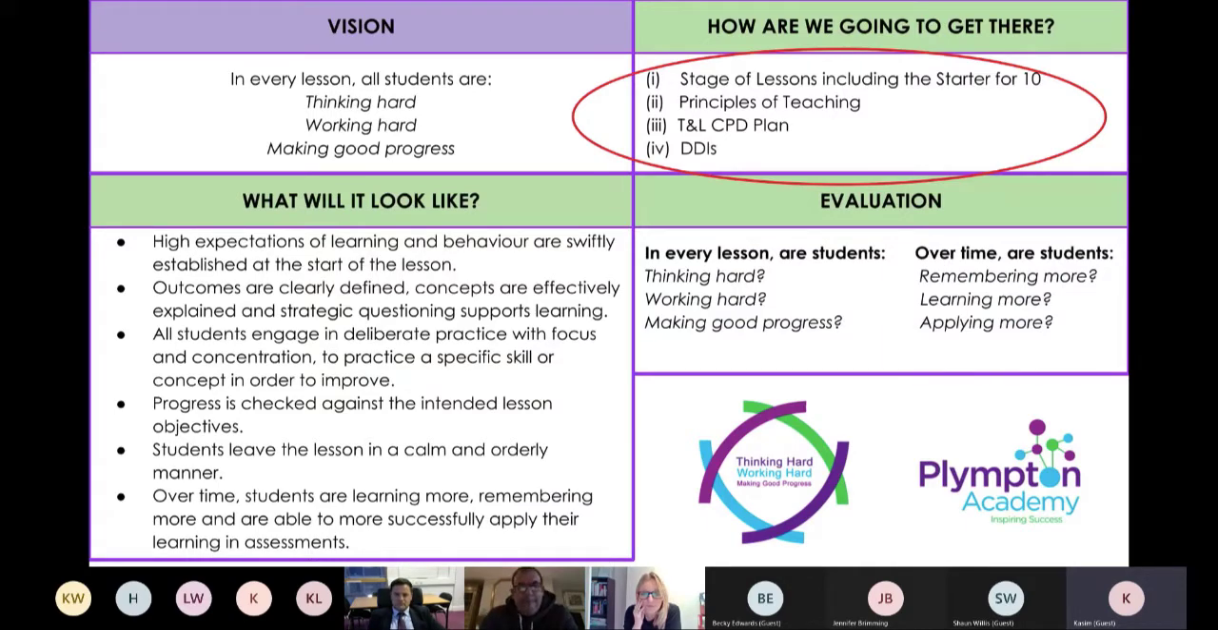So just for some context, very similar to George at Sir John Hunt, we've got a very structured approach to teaching and learning, and the development of teaching and learning, starting with the vision, which we made sure was easy to communicate, and also easy for us and our colleagues to be held accountable for. And under how we're going to get there, again similar to Sir John Hunt, we've got the two frameworks that our teaching is based around: the stages of lessons and the principles of teaching.